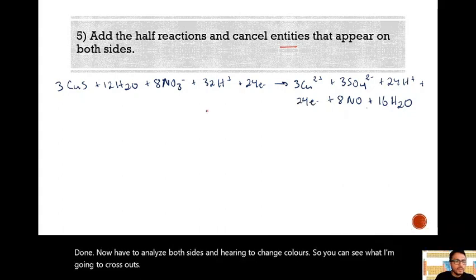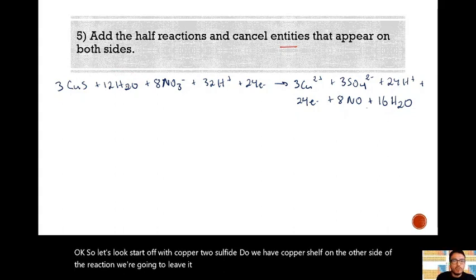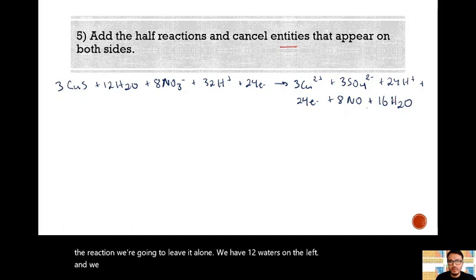Okay, so let's start off with copper 2 sulfide. So do we have copper 2 sulfide on the other side of the reaction? We don't, we're going to leave that alone. We have 12 waters on the left, and we have 16 waters on the right. Okay, well we can cancel a lot of that out. So 12 is completely canceled out.